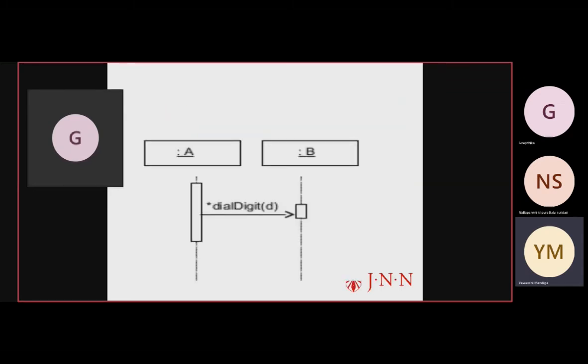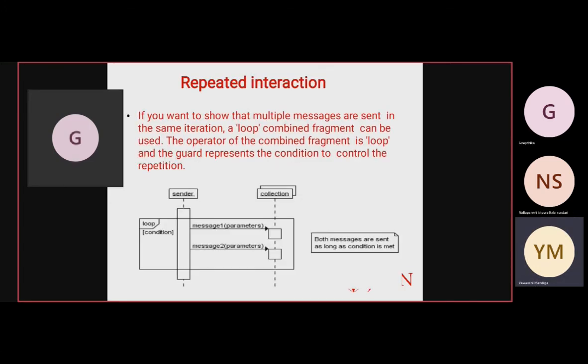Example: A and B, two persons, are dialing the keypad. Dialing the keypad is repeated dialing. For that reason, for the dialing purpose, I have taken an asterisk. Another example for repeated interactions can be taken as a loop in the form of alt as well.